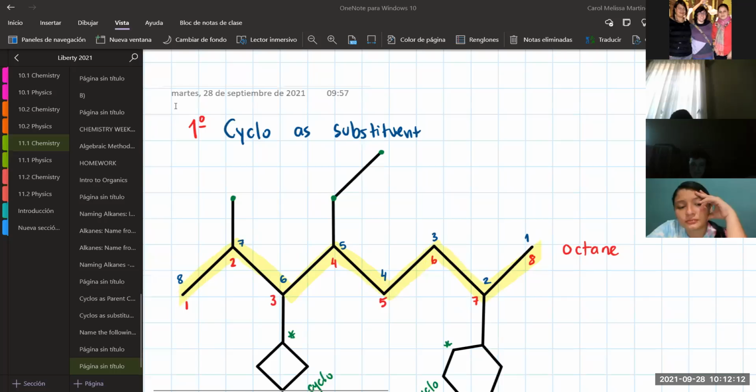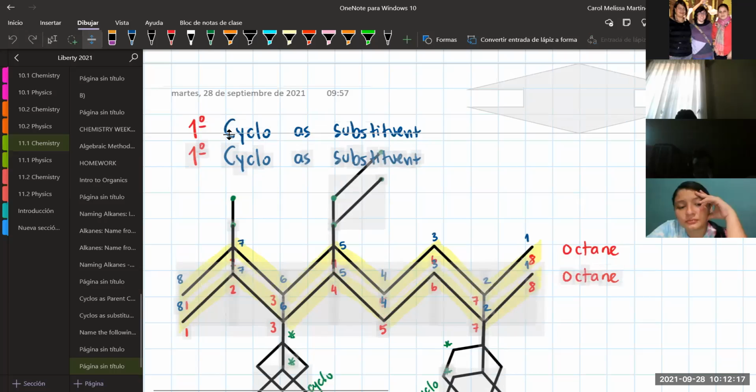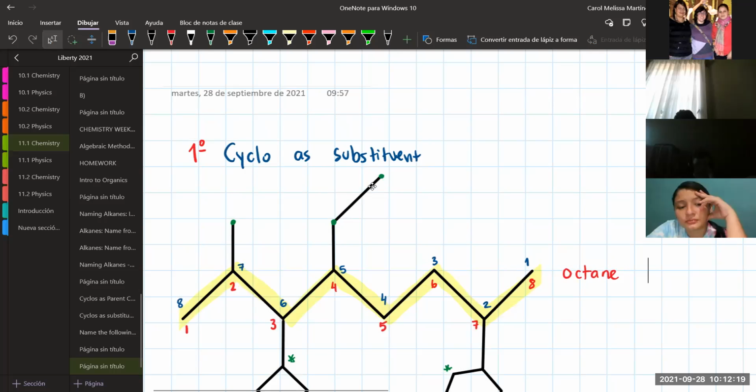I'm going to write the name of each substituent, because remember, one of the steps is to arrange the substituents alphabetically. So that is exactly what I'm going to do. This one right here with just one carbon is called methyl. This one right here with two carbons is called ethyl. Ethyl begins with E. Methyl begins with M.